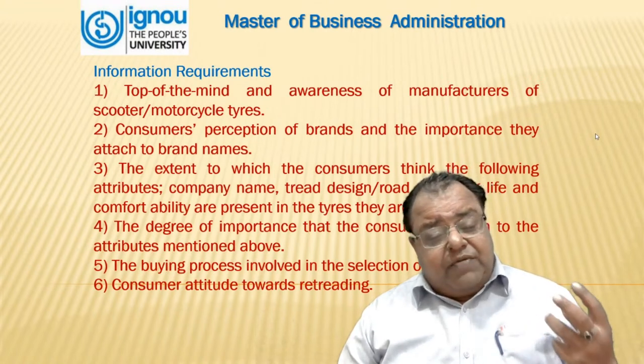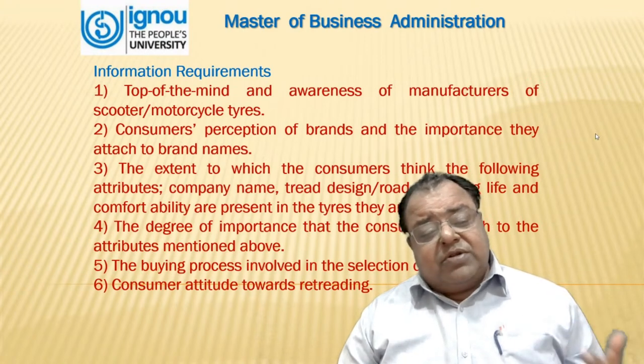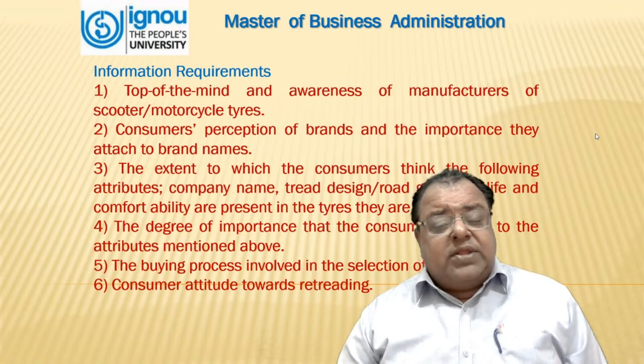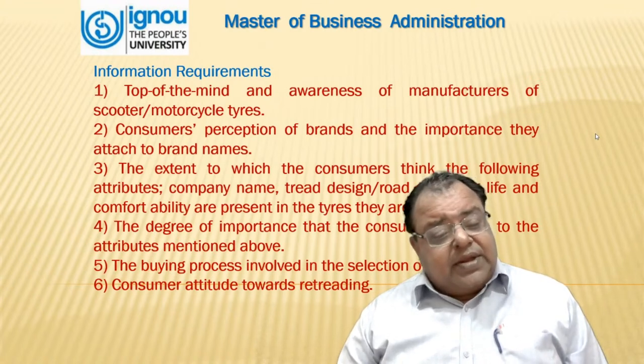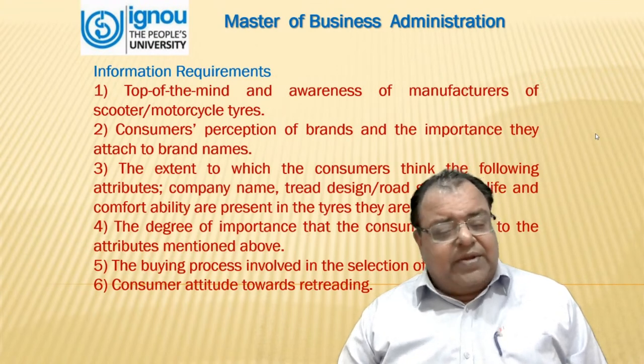Fourth one is the degree of importance that the consumers attach to the attributes mentioned above. Fifth one is the buying process involved in the selection of a tire. And the sixth one is consumers' attitude towards retreading.